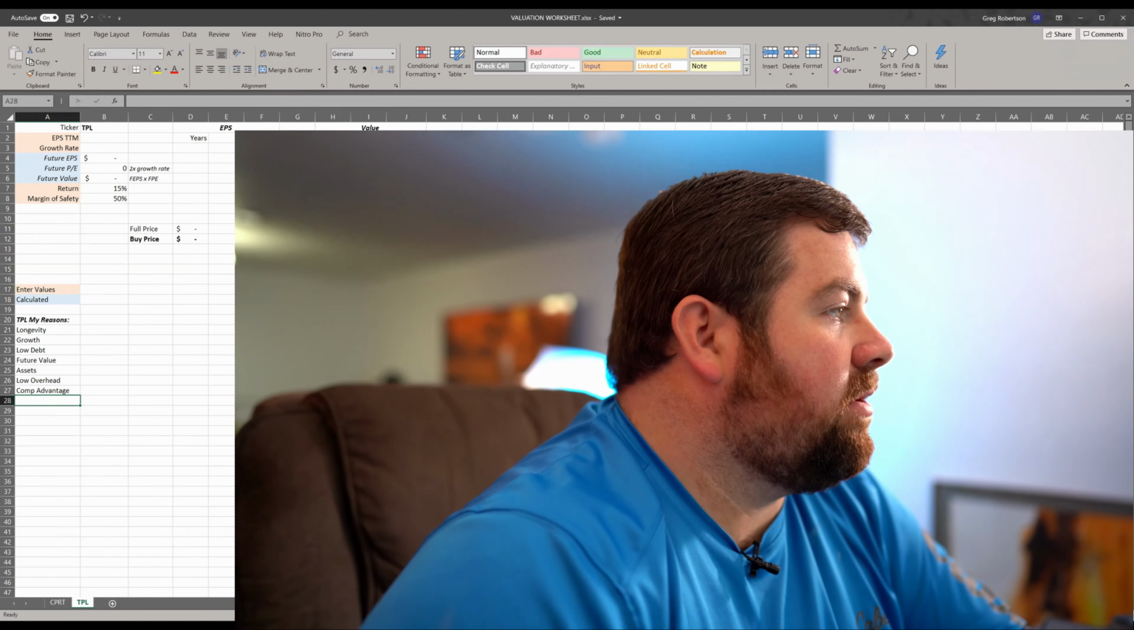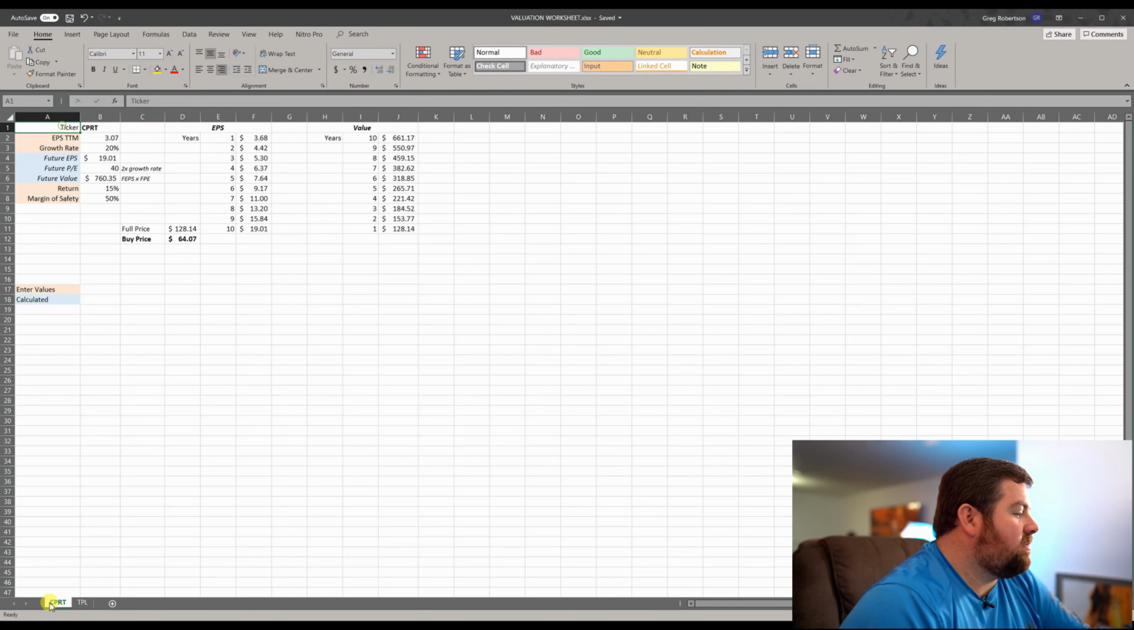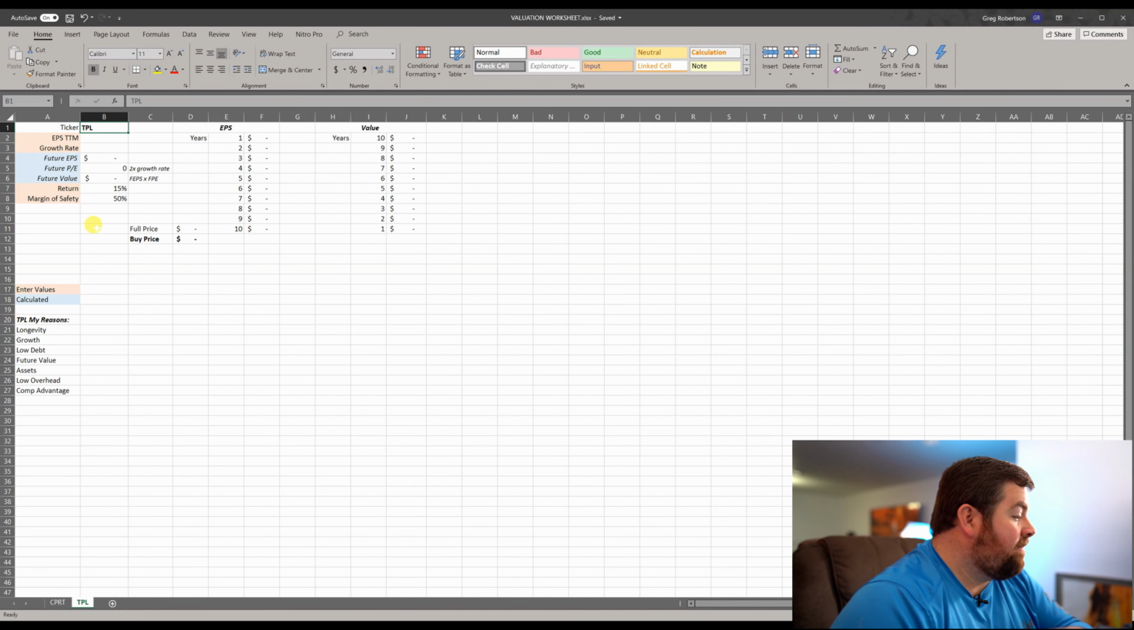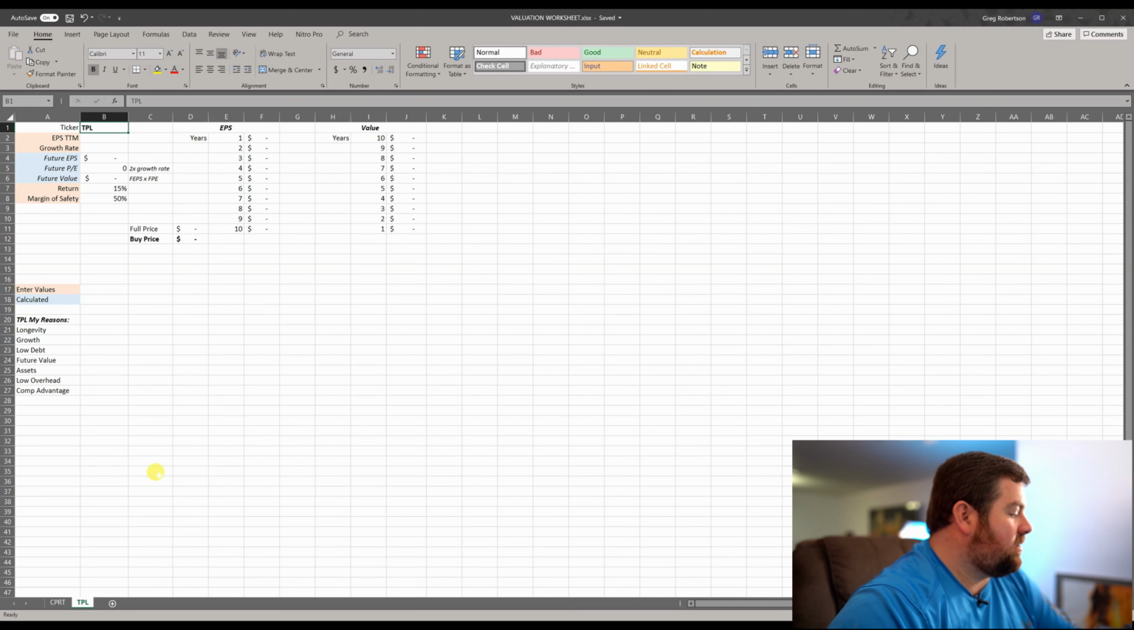We're going to look first of all at our worksheet. We're going to go through and do an evaluation worksheet just like we did before. So what you have on the screen is the worksheet. I had the one we did yesterday on here for Copart. So this one is actually going to be for TPL. That is the ticker symbol for Texas Pacific Land Trust.